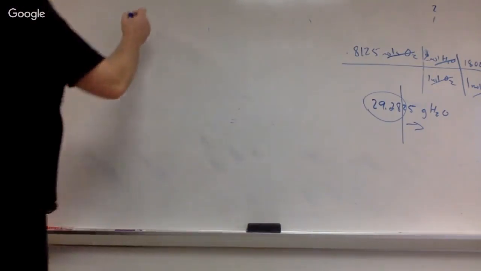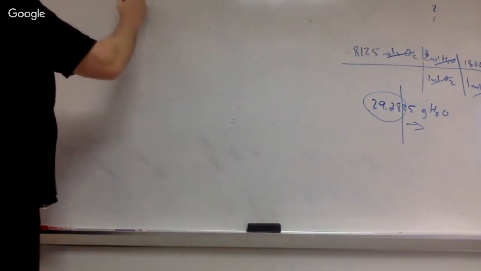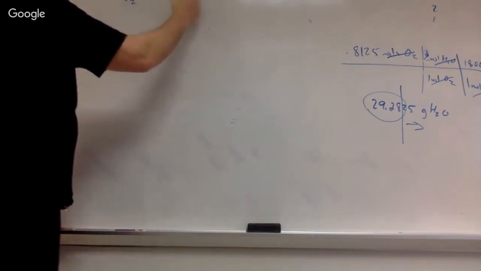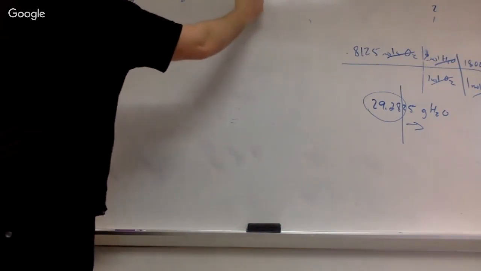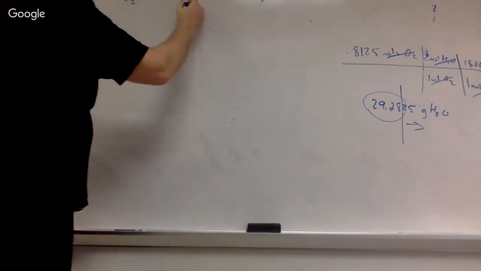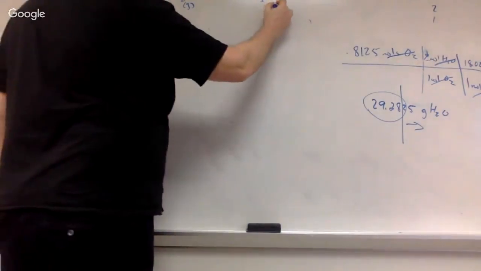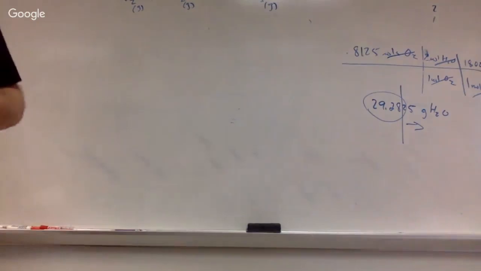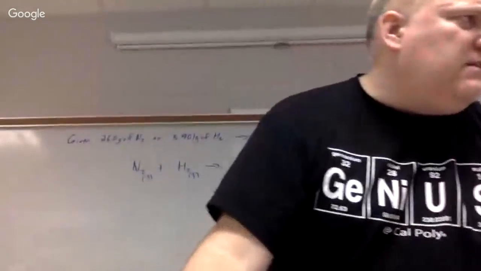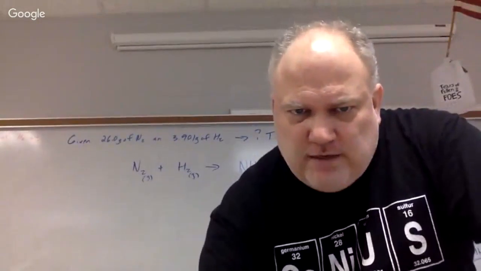The equation is N2 plus H2 goes to NH3. This is a gas, this is a gas, and this also is a gas. There's something that you must do before you start this problem. This is going to be my stopping point for the video, and for homework, you guys are going to do the limiting reactant practice.